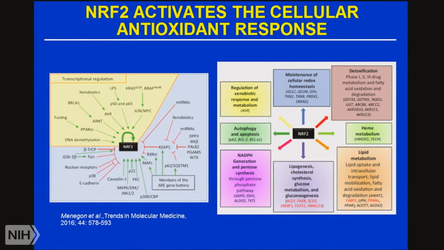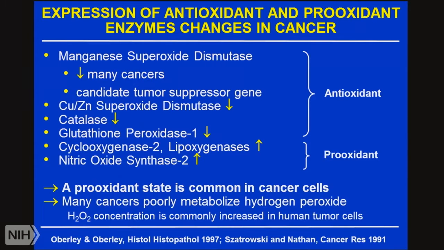In this talk, you will see it many times, and I'll make the point many times that we think something works a certain way, and when we have the data, it sometimes works just the other way. What we also have in cancer is the consistent downregulation of antioxidant enzymes, shown here, like glutathione peroxidase, and upregulation of prooxidant enzymes like cyclooxygenase 2 and nitric oxide synthase 2. And David, when he comes, will talk about this.